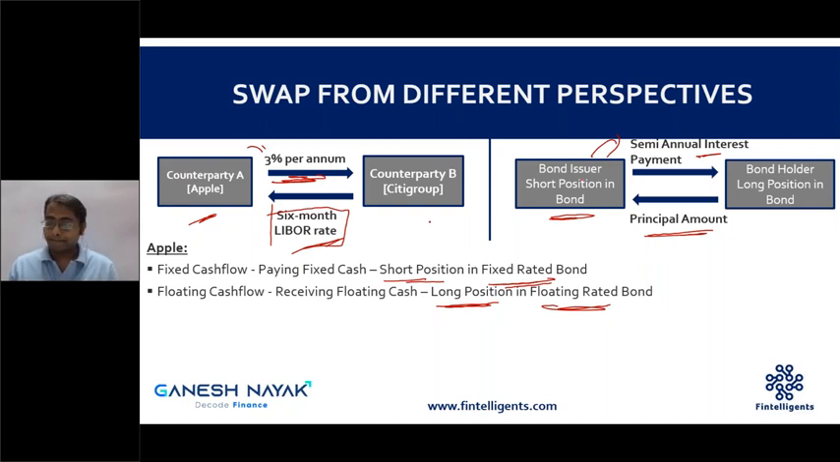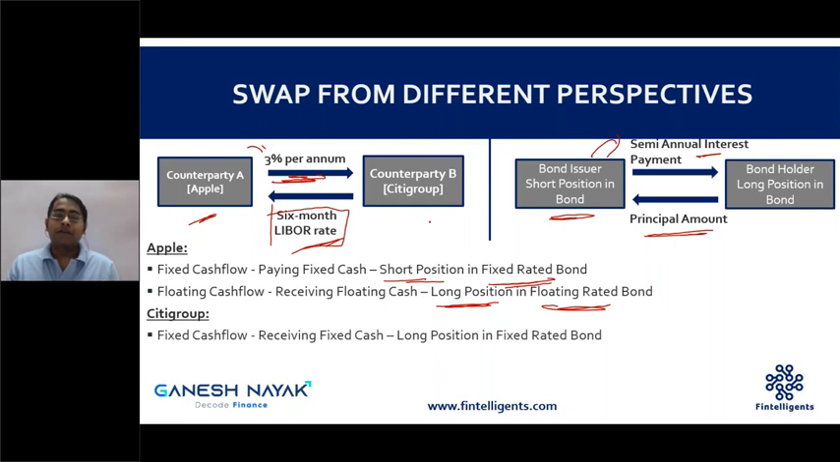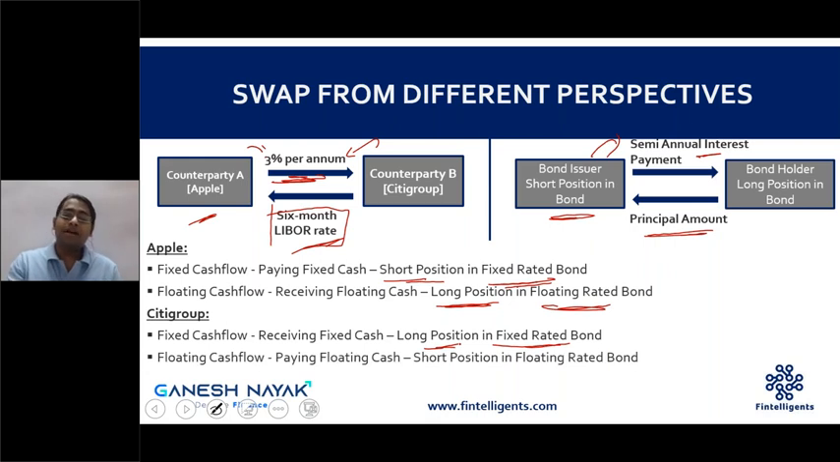We realize that Citigroup is going to receive a fixed payment. That means it is actually a long position. That means he is a bond issuer in a fixed rated bond. Similarly, Citigroup is also paying a floating rate. That means Citigroup is taking a short position in a floating rated bond.